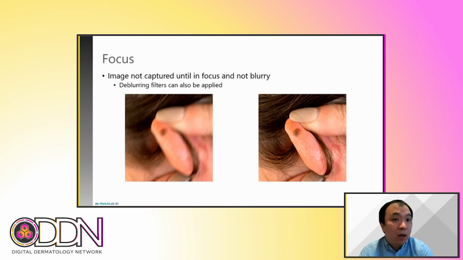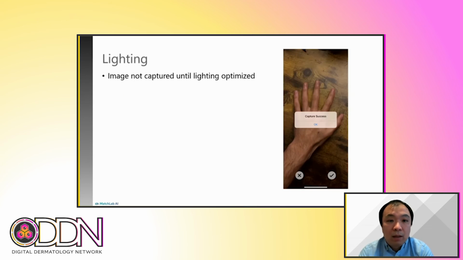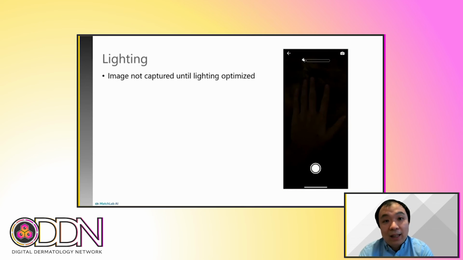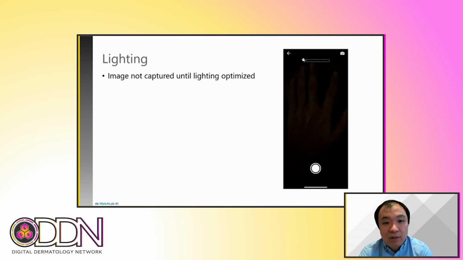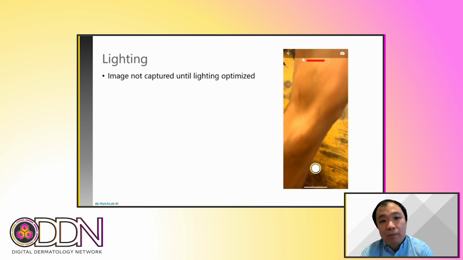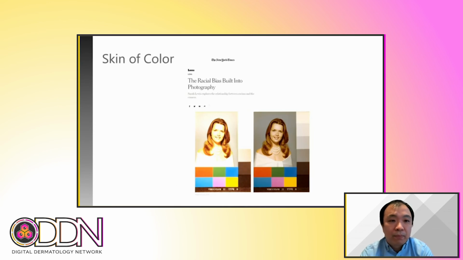What about focus? We all have gotten blurry pictures. That's a pretty easy thing to control for with AI and technology as well. So you can get non-blurry photos, as well as photos in enough lighting. So the software itself can detect how much lighting there is in the environment and will not capture a picture until there's enough lighting, and it'll send a prompt to the patient telling them that the environment is too dim. And background removal, so it's not cluttered, so you can really focus on what's going on the surface of the skin. That's something pretty easy to do with technology.